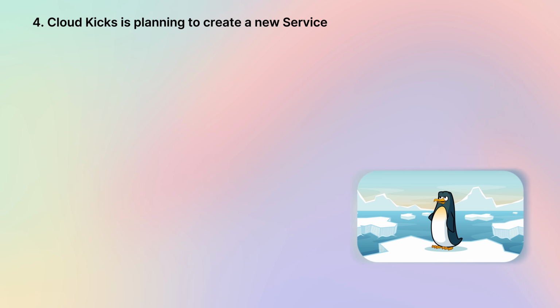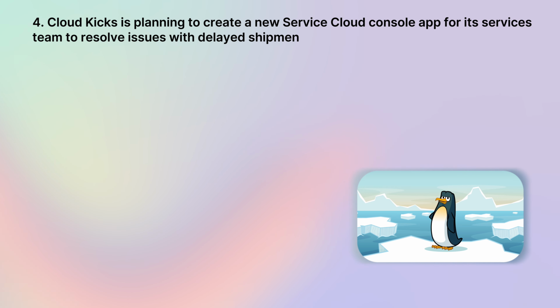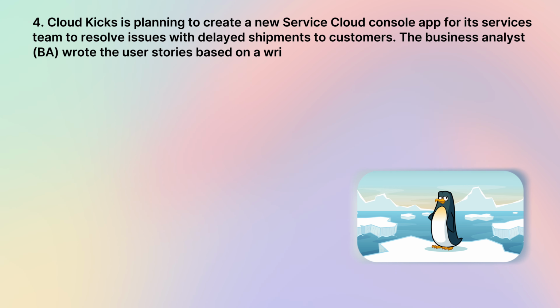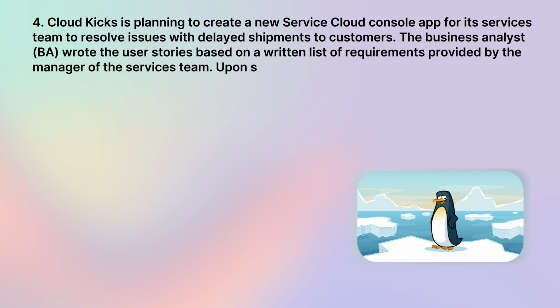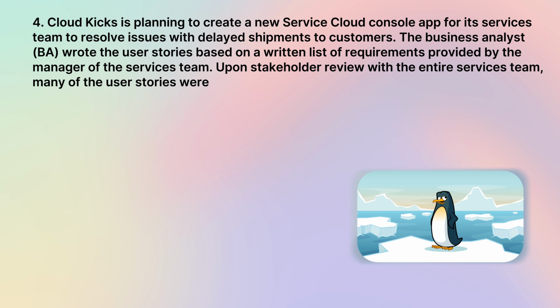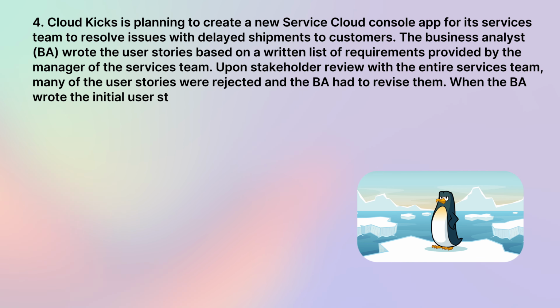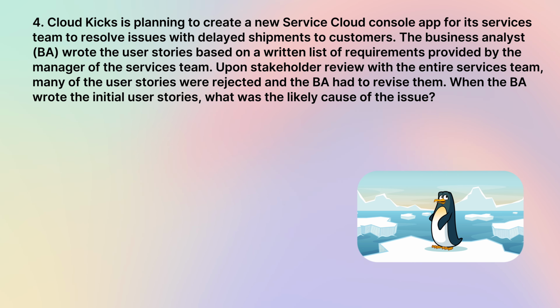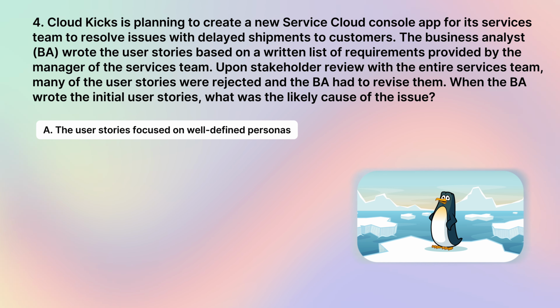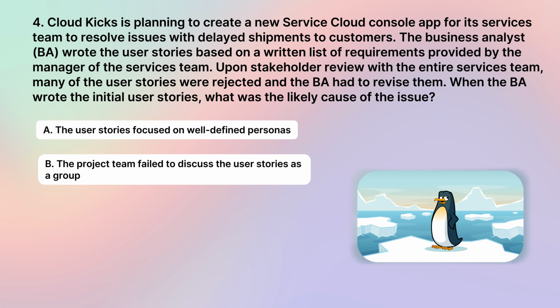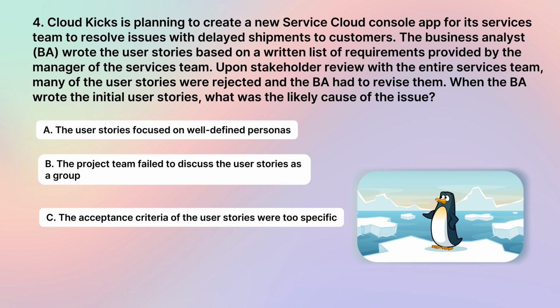Question 4. CloudKix is planning to create a new Service Cloud Console app for its services team to resolve issues with delayed shipments to customers. The business analyst, BA, wrote the user stories based on a written list of requirements provided by the manager of the services team. Upon stakeholder review with the entire services team, many of the user stories were rejected and the BA had to revise them. When the BA wrote the initial user stories, what was the likely cause of the issue? A. The user stories focused on well-defined personas. B. The project team failed to discuss the user stories as a group. C. The acceptance criteria of the user stories were too specific.